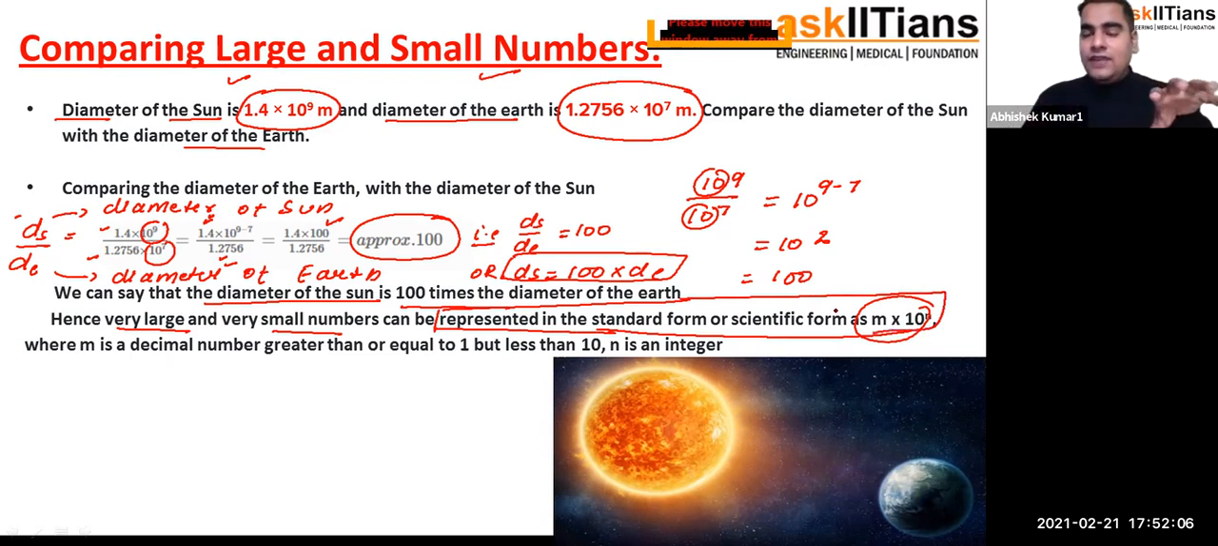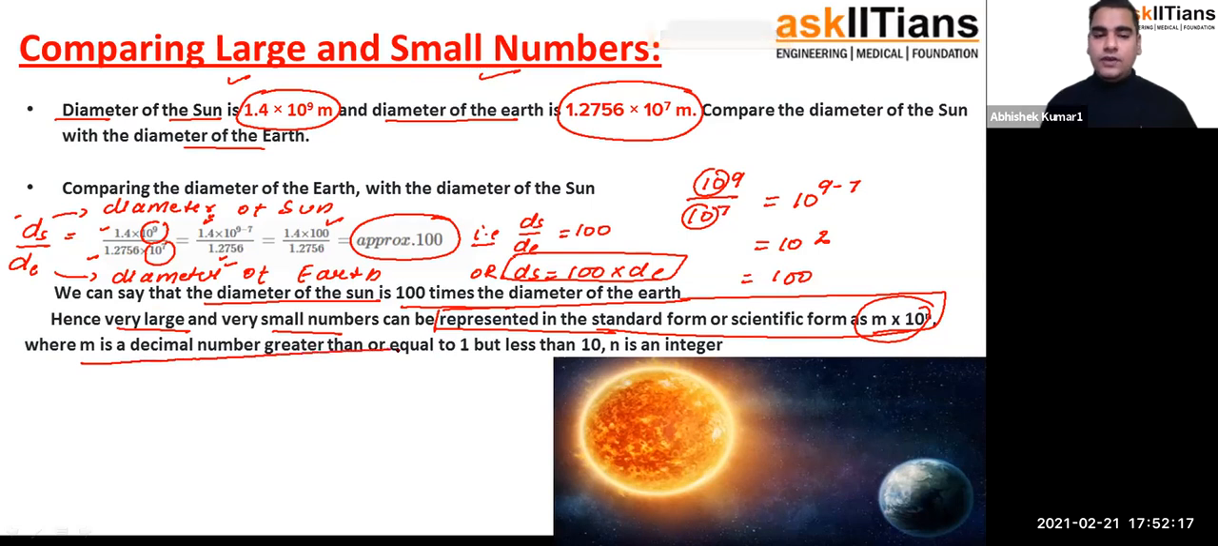Whatever value is given, your goal is to represent that number first in the standard or the scientific form, where m is a decimal number greater than or equal to 1, we all know that, but less than 10. And after representing the numbers you have to compare in the standard form, you just divide them, and you will get to know which value is bigger or which value is smaller. Is that very clear to everyone?